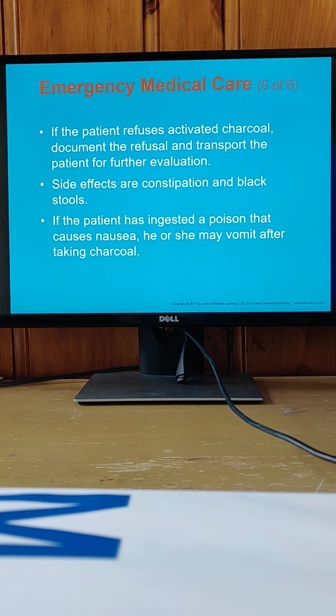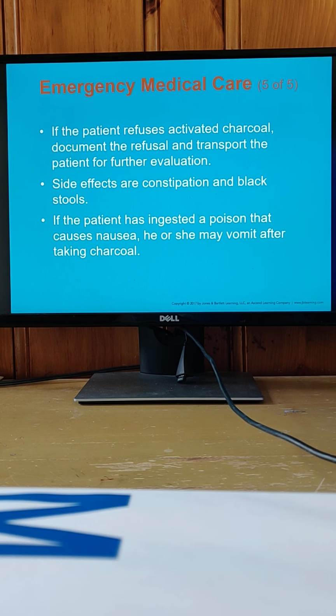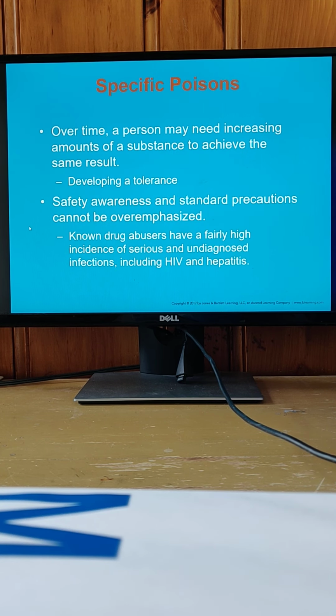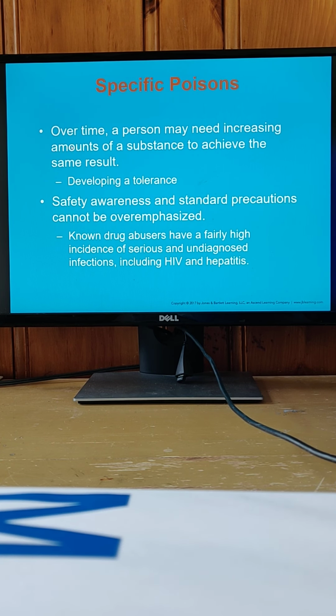It did damage going down, now it's coming back up. It's going to do additional damage, plus it's going to be absorbed more because you absorb stuff through your throat anyways. Over time, a person may need increasing amounts of substance to achieve the same result. Remember that? It's called tolerance. Okay? Safety awareness and standard precautions cannot be overemphasized.